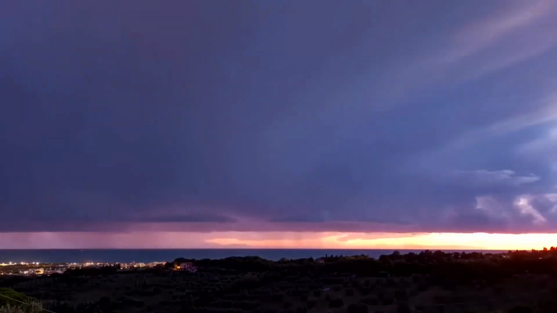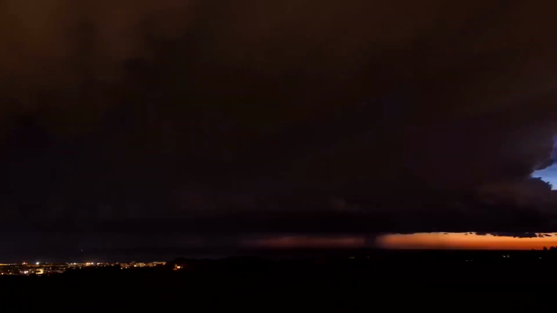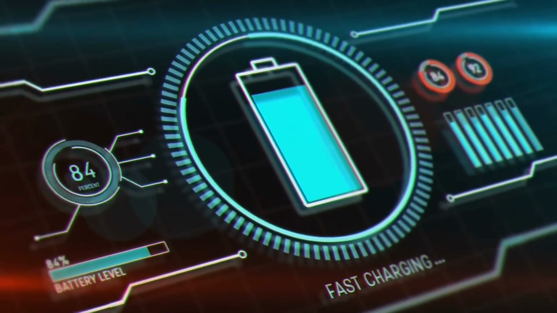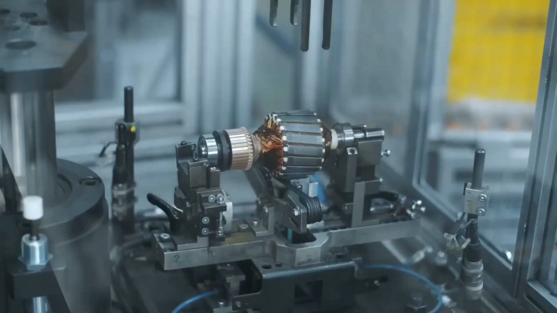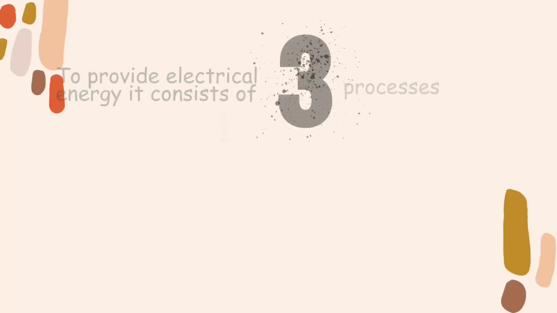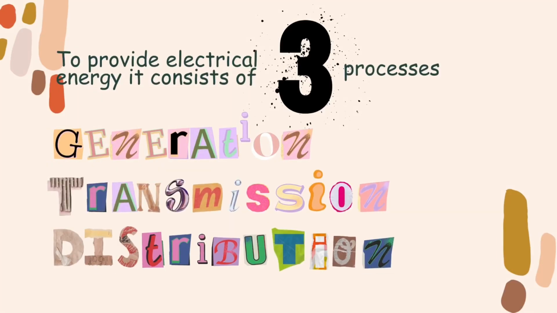The moment it was discovered, it has helped humanity transform and progress. And as you are watching this video, you are using electricity. But does it ever cross your mind how electricity reaches you from where it came from? To provide electrical energy, it consists of three processes: generation, transmission, and distribution.